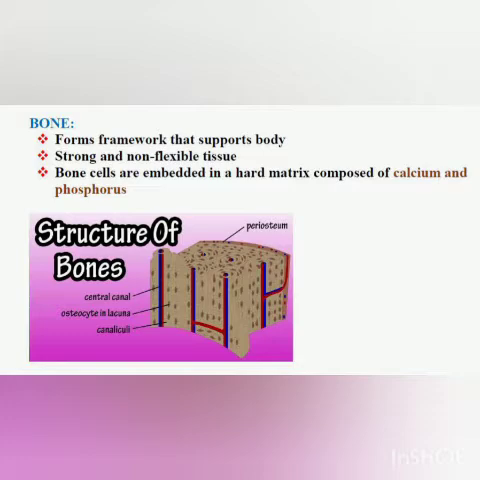Bone is a strong and non-flexible tissue. Understood? Bone cells are embedded in a hard matrix which is composed of calcium and phosphorus. Because in the connective tissue what we studied, it consists of a matrix in which the cells lie. Okay, a matrix can be rigid, dense, or it can be fluid. So in case of bone, the matrix is hard and it is composed of calcium and phosphorus. And here you can see the picture also.